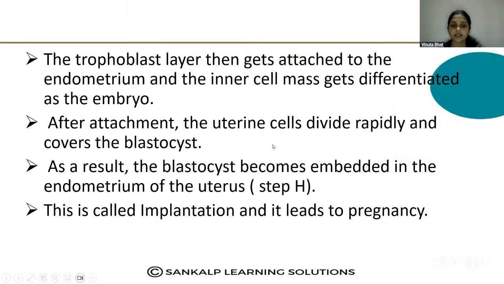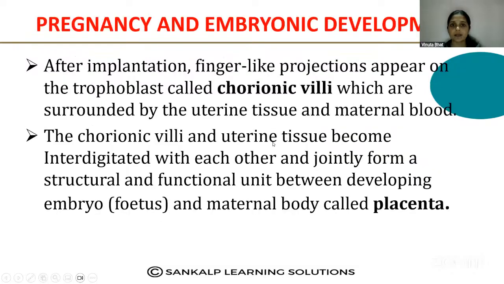So that is called the implantation that leads to the pregnancy. So, pregnancy and the embryonic development. After the attachment of the blastocyst to the uterus, that is the endometrium of the uterus, that is called the pregnancy.